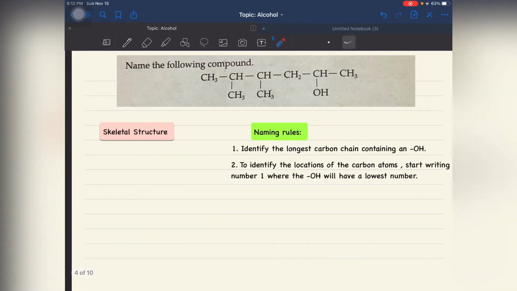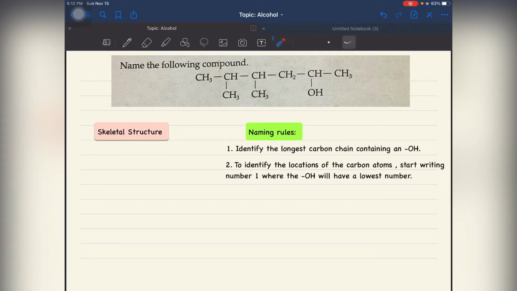Okay, so let's move. So now, let's try to name an alcohol. So for example, we have this compound. So let's try to make its skeletal structure first. So now, ang gagawin muna natin is to identify the longest carbon chain containing an OH. Remember, it should contain an OH. And then, it should also have the longest carbon atom. So, asan kaya dito yung magiging longest carbon atom natin? So, saan tayo magsa-start? Pero before that, identify muna natin yung longest carbon atom natin.